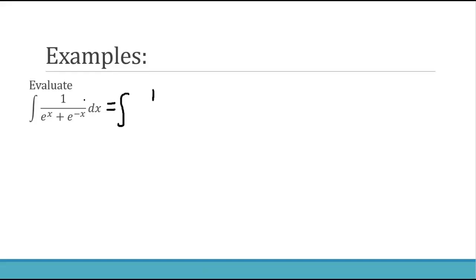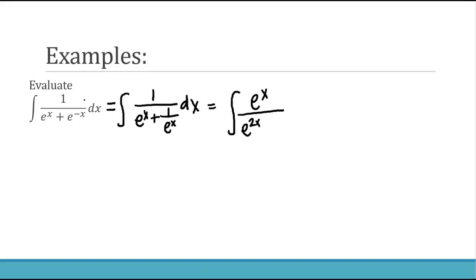So what I have is 1 over e to the x plus 1 over e to the x. So I'm rewriting that e to the negative x as its own little fraction, 1 over e to the x dx. And then I created a complex fraction, which I can get rid of by clearing fractions, multiplying the top and bottom by e to the x. So I'd get e to the x over, if I multiply the denominator, both pieces, by e to the x, I'll get e to the 2x plus 1 dx.